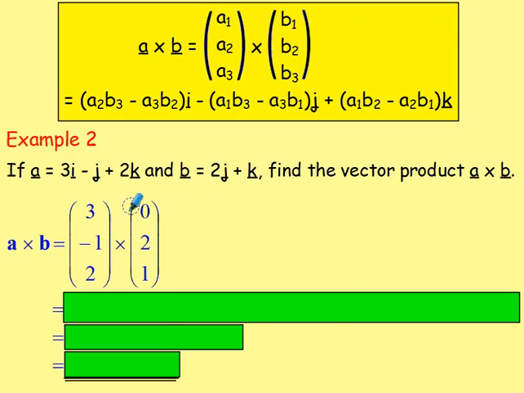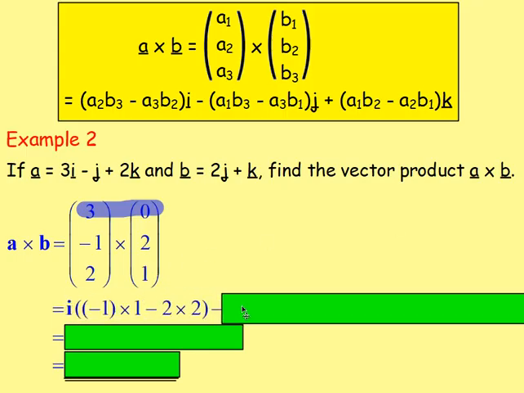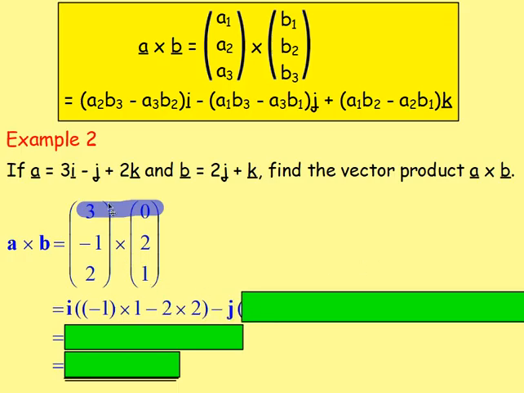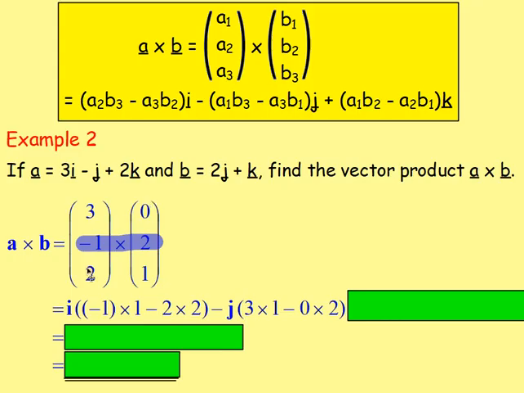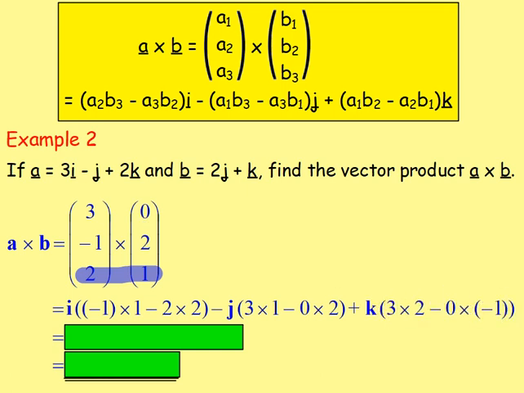To work that out, so our A cross B, cover up that top row, and the coefficient of i would be, take the determinant of that 2 by 2 matrix, so -1 times 1, take away 2 times 2. Remember the plus minus plus pattern, we're then going to be taking away, and it's going to be j times, cover up the middle row, and we've got the 3, the 0, the 2 and the 1, work out the determinant of that 2 by 2 matrix, so 3 times 1, take away 2 times 0, and then we're going to be adding on, cover up the bottom row, and work out the determinant of this 2 by 2 matrix. So 3 times 2, take away 0 times -1.